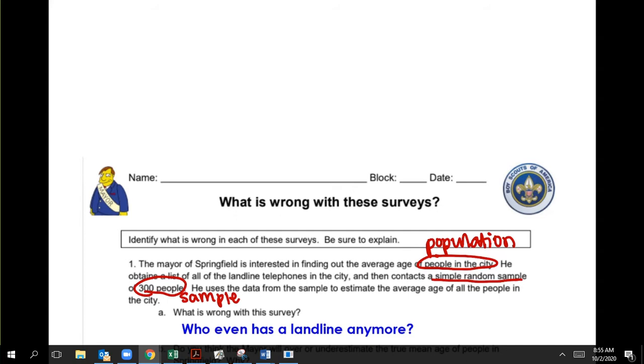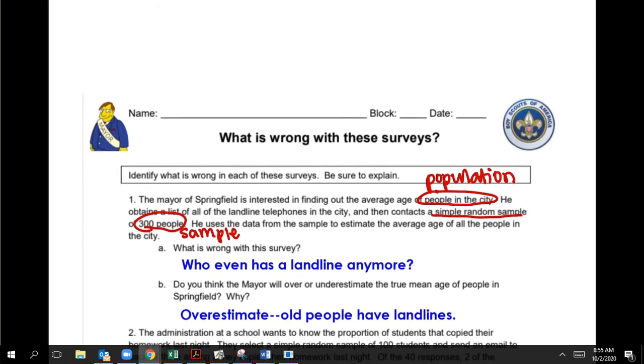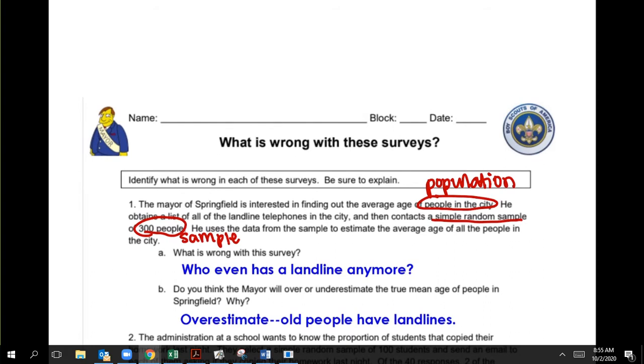So not only do many people not have a landline, but the people that do tend to be older. And so I think this would be an overestimate because only older people have landlines typically. Not always, but that's going to be the case here. And so this is called undercoverage, because we aren't reaching people without landlines. And so I'm going to write a little note. People without landlines are not included.